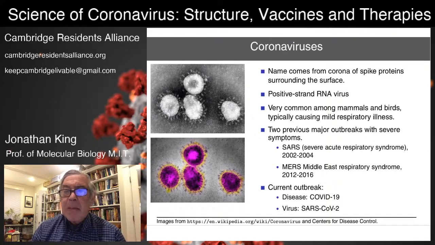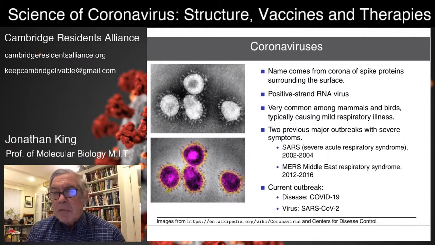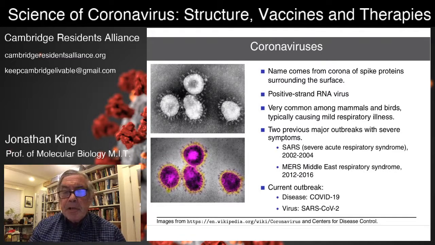This is a very common virus among mammals and birds, typically causing mild respiratory illness, probably pretty common in the human population. Not this particular one that's caused this outbreak, but its cousins. Two major serious outbreaks of a related virus were the SARS, severe acute respiratory syndrome, in 2002, 3, and 4 in Hong Kong and Asia. And then 10 years after that, the MERS virus, Middle East Respiratory Syndrome, 2012, 13, 14 in the Middle East. The current outbreak, the disease, coronavirus disease 2019, that's the name of the disease, COVID-19. The actual virus name is SARS coronavirus 2.